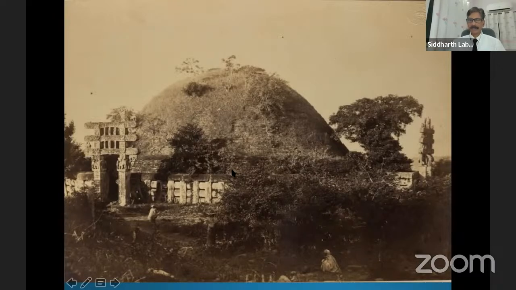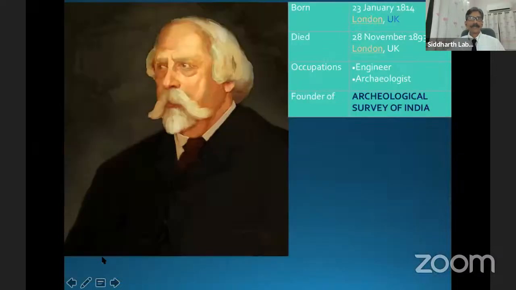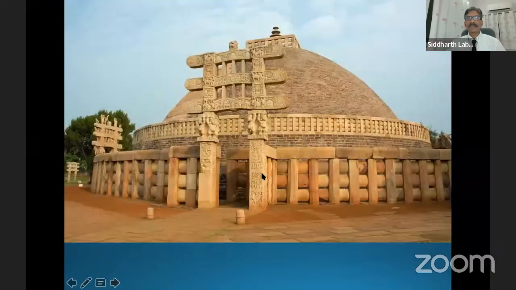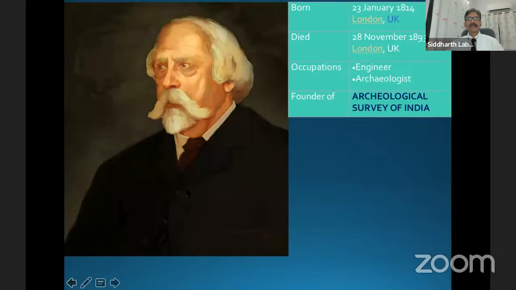But see their greatness now. They have done the research on that. They found all the inscriptions here, read by James Prinsep. They have reconstructed this stupa, and the entire history they have mentioned properly. Now the stupa is like this because of this person, Alexander Cunningham.